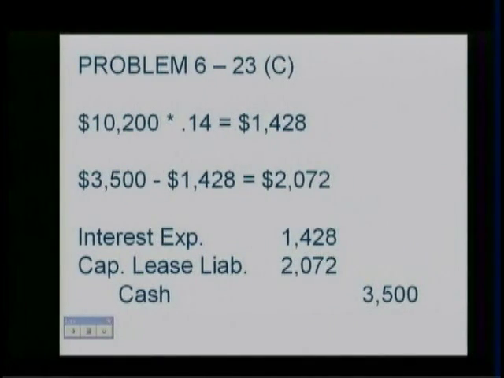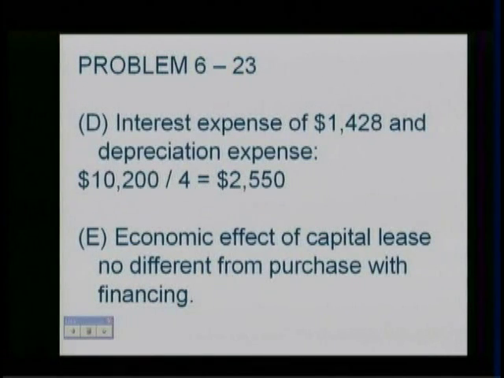In Part D, it says what expenses would be recognized for the lease on the income statement. Well, there are two things that are going to affect the income statement: the interest expense that we just showed you of $1,428 and the depreciation expense for that asset, because remember we put it on our books, so we're going to depreciate it. Let's use straight line depreciation because that's the easiest. We would take the cost, there's zero salvage value, so $10,200 minus 0, divided by the useful life of 4 years, would give us $2,550. So we would have two expenses showing on the income statement: interest expense of $1,428 and depreciation expense of $2,550.